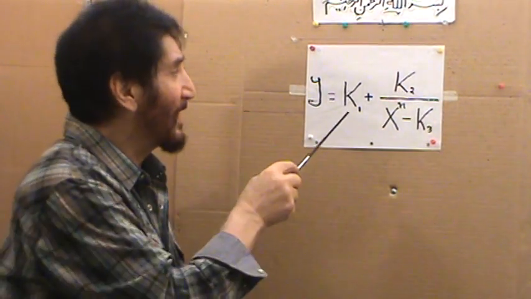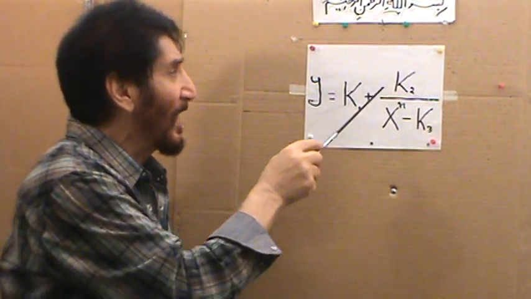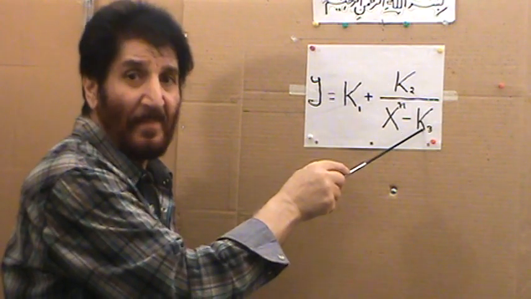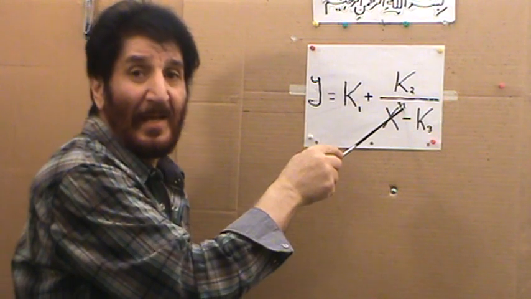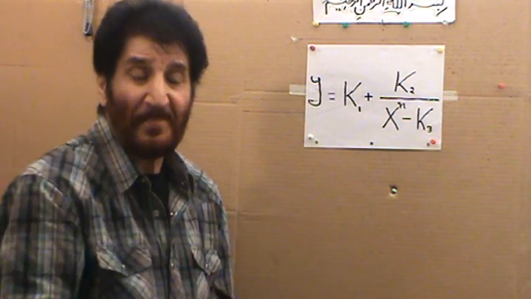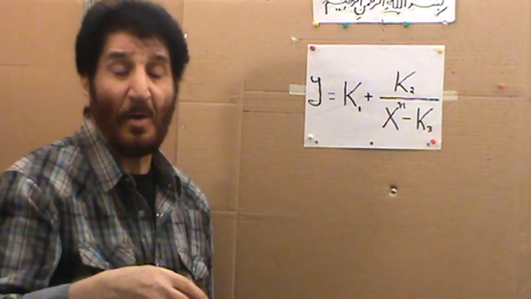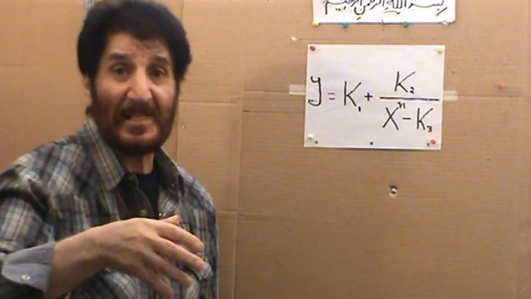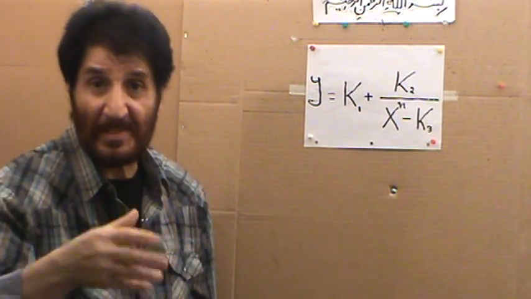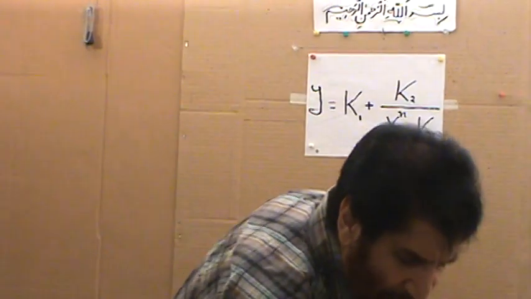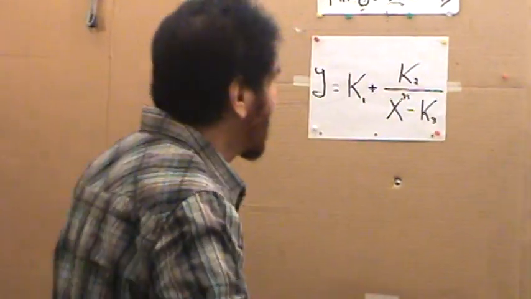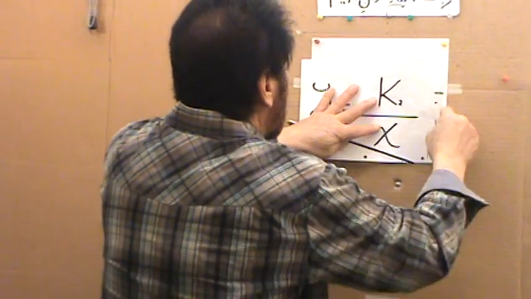So we want to know what is the effect of this constant, and this constant, on the graph, and also what happens if the n changes, the degree of the polynomial in the denominator, let's say, increases from 1 to 2 to 3 and so on and so forth.